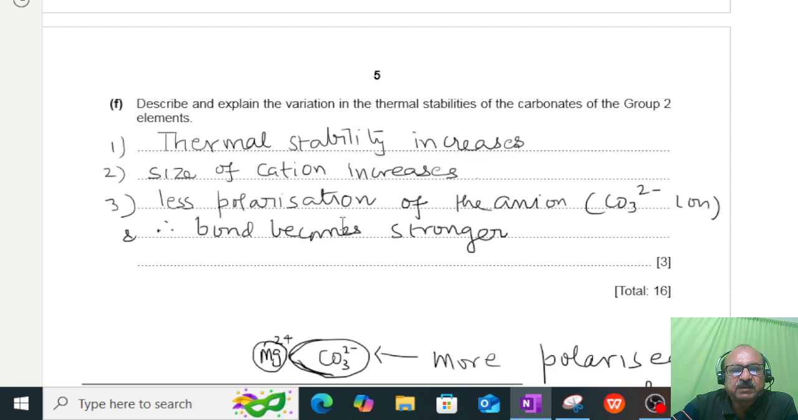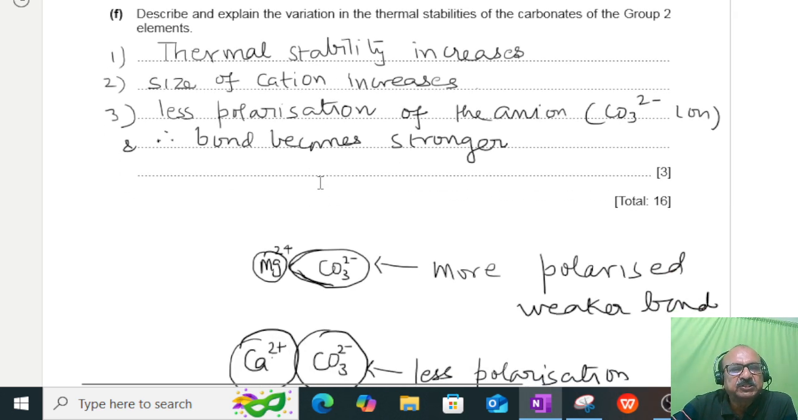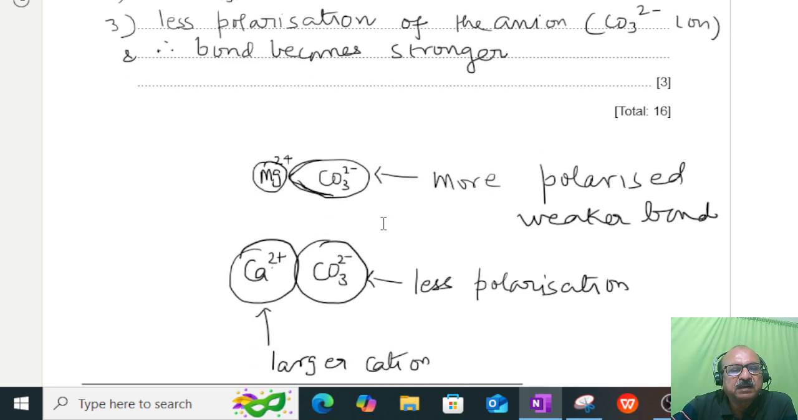Okay, and the last part of the question is how the thermal stability of the carbonates in group 2 elements changes. So we have got magnesium carbonate and we have got calcium carbonate, and this is how we go down the group. So you can see that the magnesium ion is small in size, so it has a greater charge density, so it polarizes the carbonate ion, that means distorts its shape, and because of this distortion, the negative ion is polarized, and the bond between the magnesium and the carbonate becomes weaker.